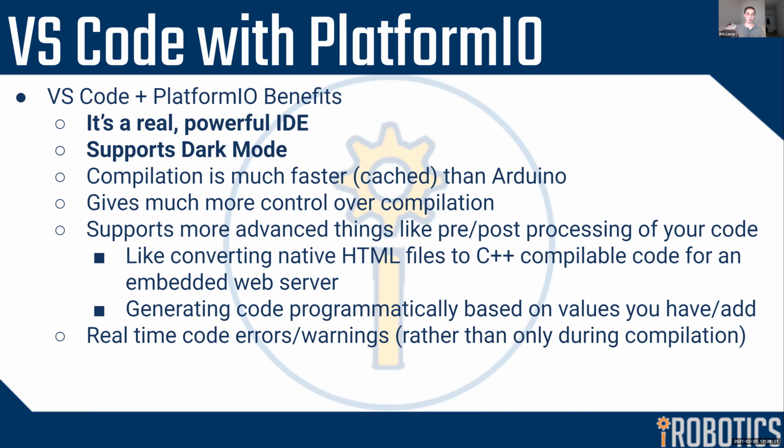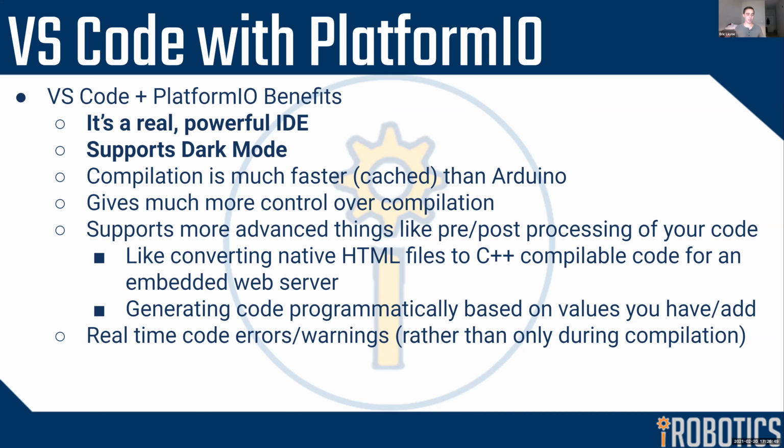And you can generate code programmatically based on values you have or add. So if you want to have a serial interface, like if you want to be able to control certain values, you can just add a value in a Python script and it can generate the C++ code for you if you've written that to do so. And then when you upload it, there's a new interface you can talk to over serial. Gives you a lot more control to do more advanced things like that.